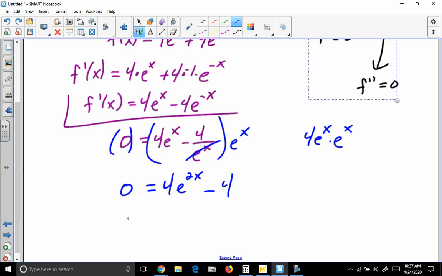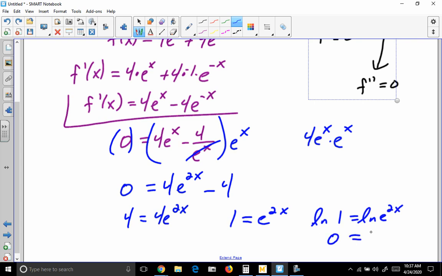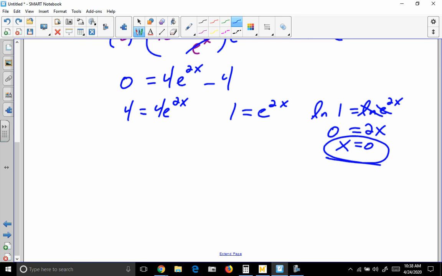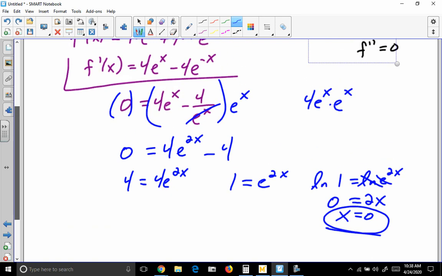Okay, we can add 4 to both sides. Divide both sides by 4. And since our variable is in the exponent, take the natural log of both sides. So natural log of 1 is 0. Natural log and e cancel. If we divide by 2, we get x is 0. So that's our only critical point, x equals 0. Now we could do the first derivative test to find out if that's a max or a minimum, or we could use our second derivative test.